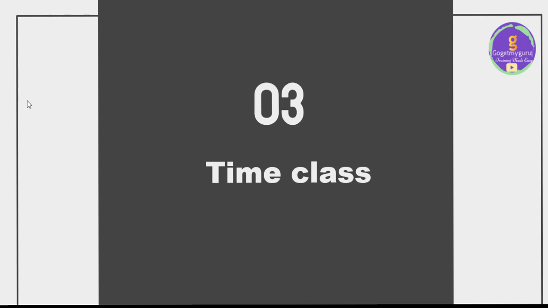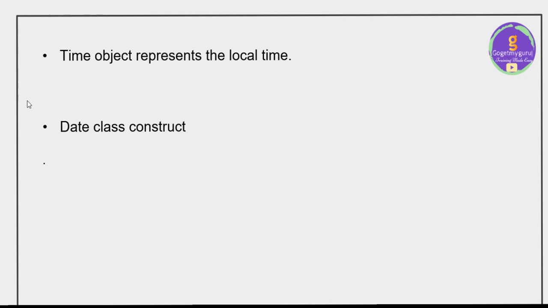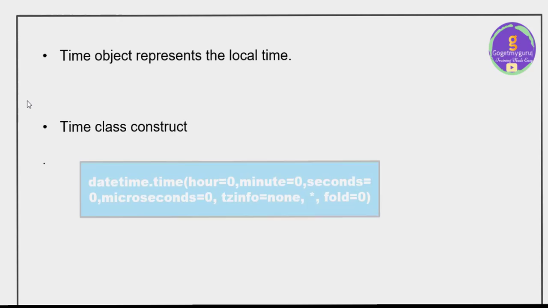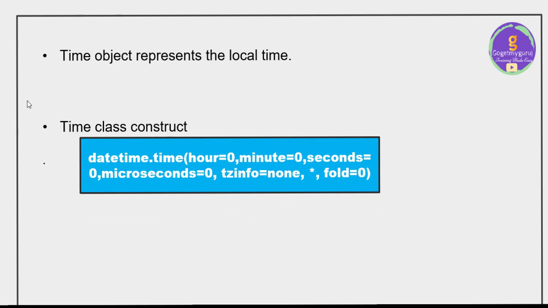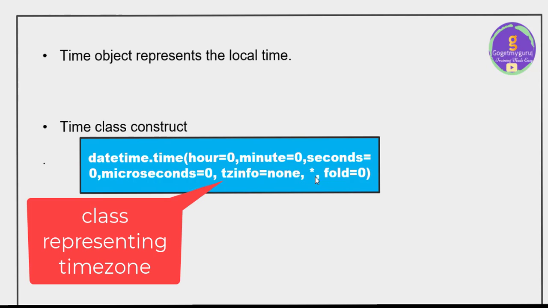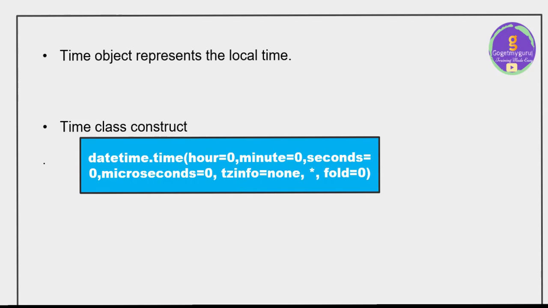Next we'll discuss the time class. A time object represents the local time. What is the syntax for this time class constructor? In the time class constructor, you have to mention hour, minute, second, microsecond, and what is this new thing, tzinfo and fold, and this asterisk here. As I said, tzinfo is for time zone information. This is a class, and it represents time zone information. Now fold. This fold value can take 0 and 1. I'll tell you what fold is.